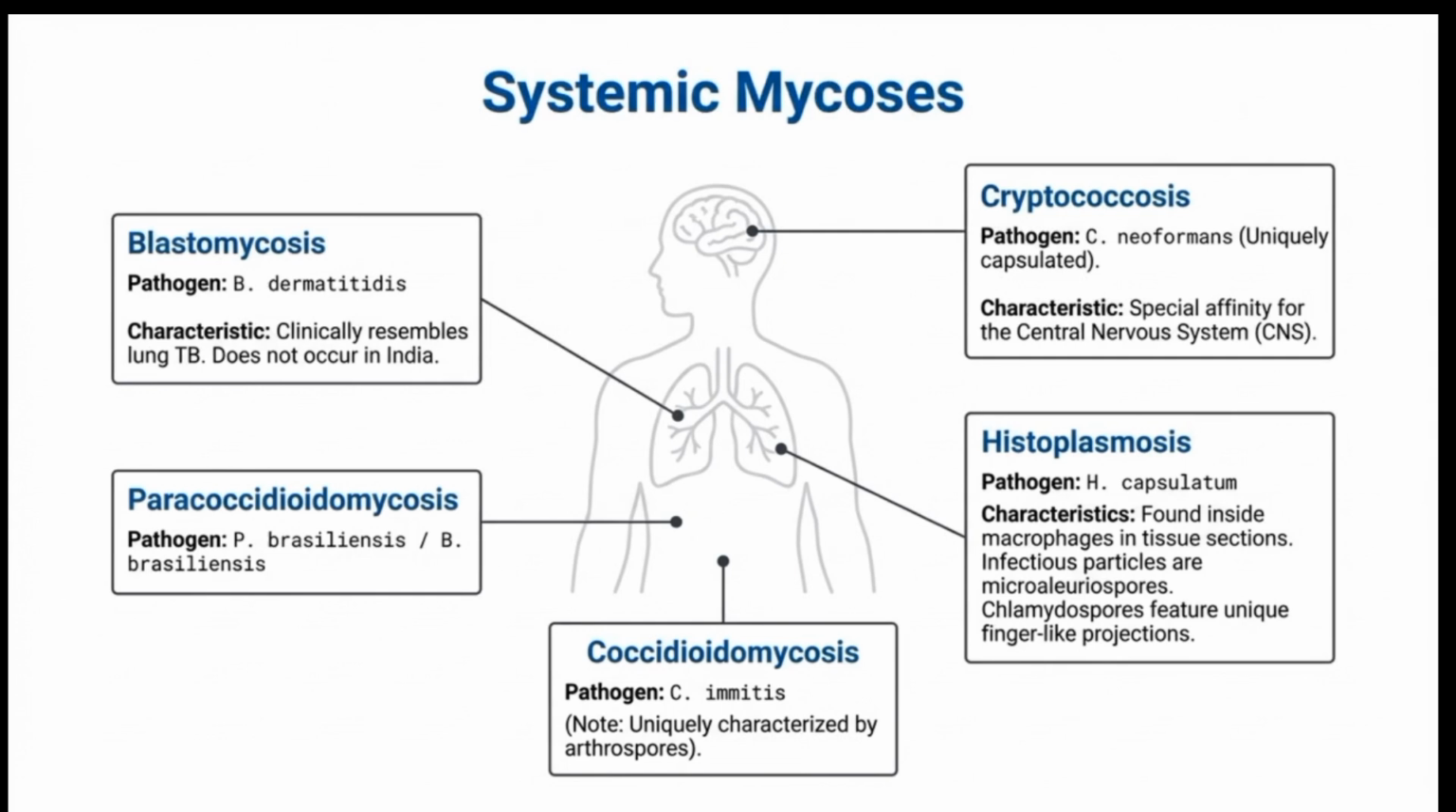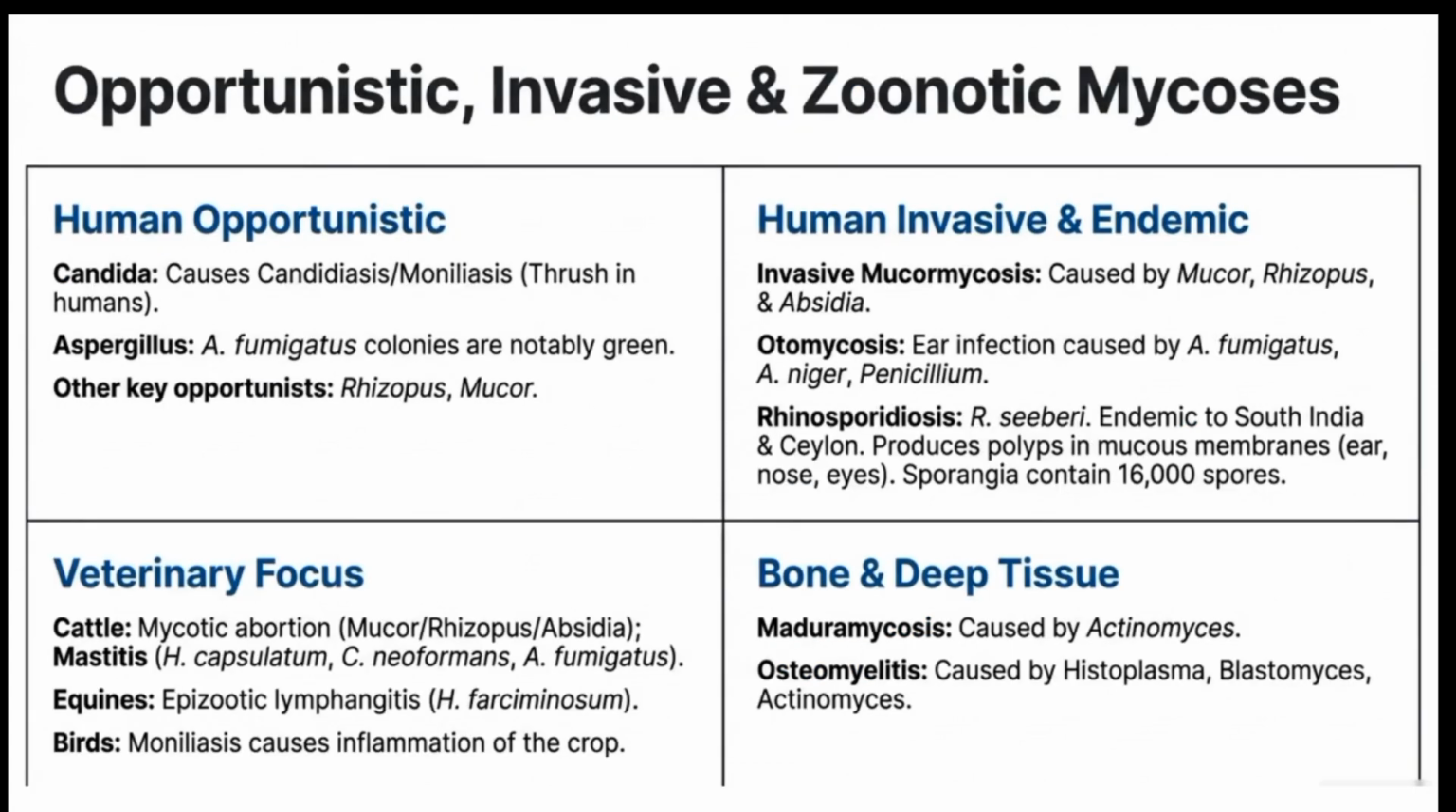Insane. And then there is cryptococcosis, caused by Cryptococcus neoformans. Remember that thick capsular armor we mentioned? Yeah, the only capsulated one. That capsule allows it to cross the blood-brain barrier with terrifying efficiency, giving it a devastating affinity for the central nervous system. Wow. Beyond these systemic threats, we have opportunistic and invasive mycoses, fungi that are everywhere but seize the moment when we are weak.